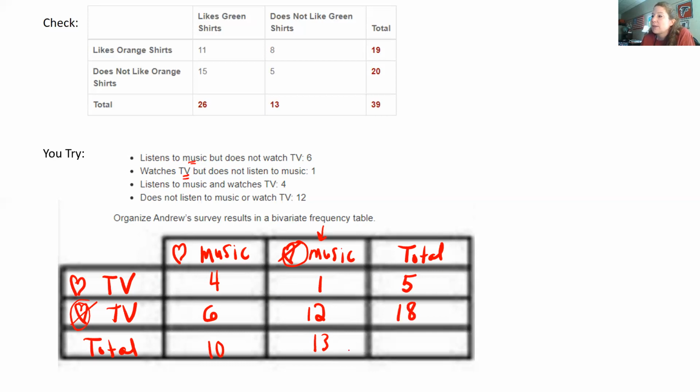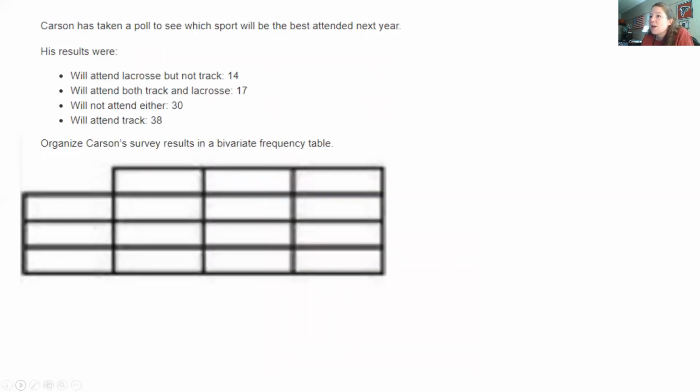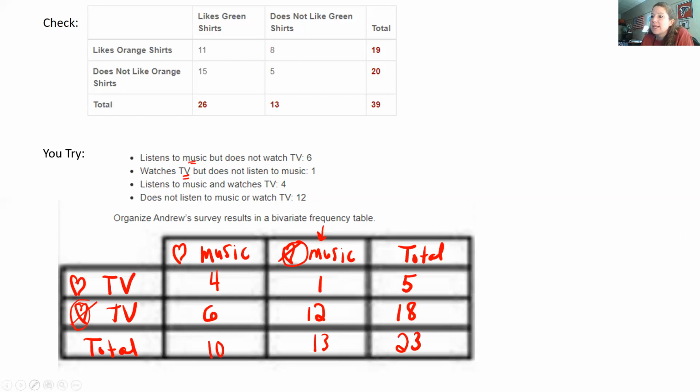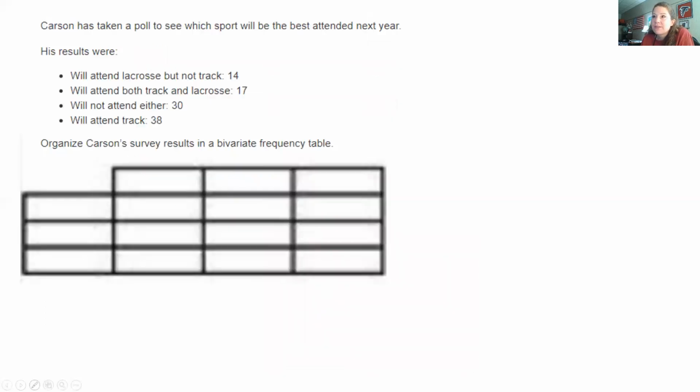So once again, we got to make sure this is the same total for my column and my row. And this time I'm right. Yay, I know how to add. All right, so did you guys get that? I hope you did. All right, you guys try this one as well.